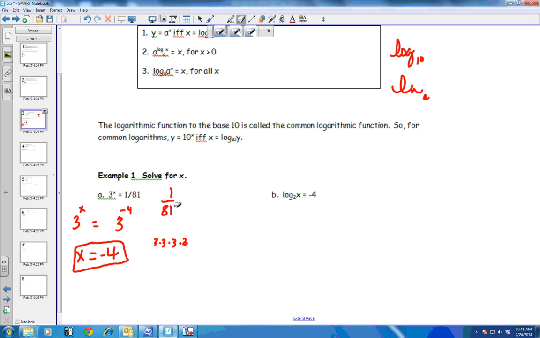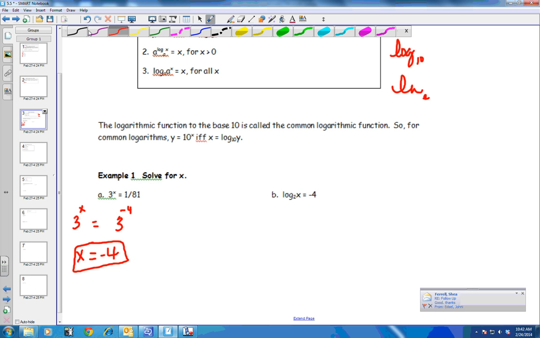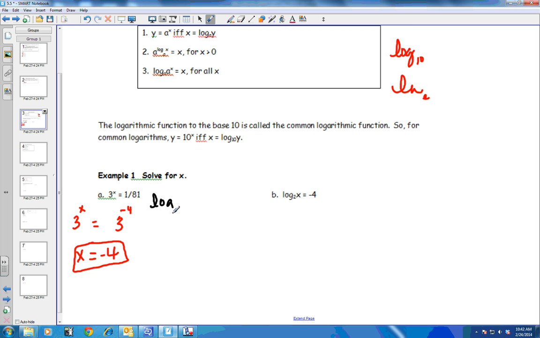Okay? The other way we can solve is, I know that anytime I'm solving for something and I have x up there as an exponent, I can use logarithms so that I can use the properties of logarithms to bring that exponent down. So for example, I could have worked this one this way. Log both sides. Now use properties of logarithms to bring that exponent down. So now I have x log of 3 equals log of 1 over 81.